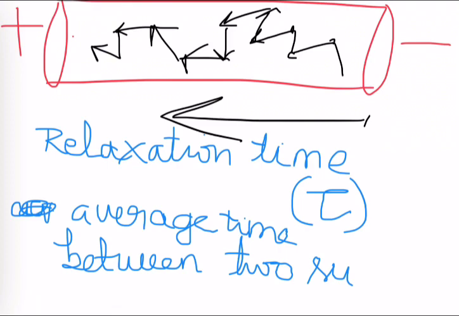What does the textbook say? The conductivity of a metal is directly proportional to the relaxation time. Larger the relaxation time, okay, but we can't say right now whether it is directly or inversely proportional. Relaxation time.